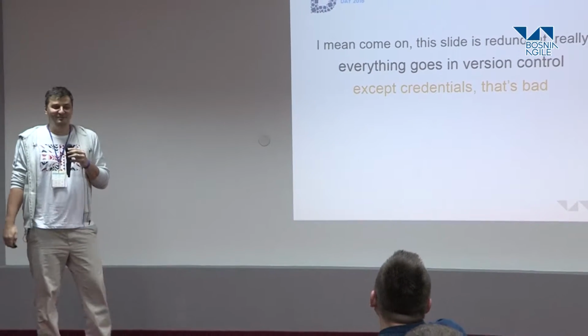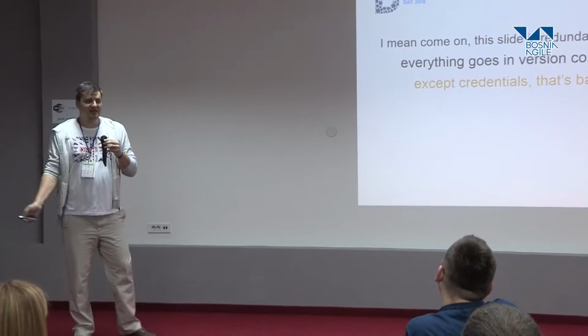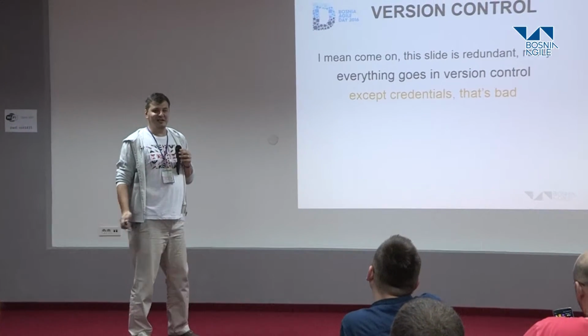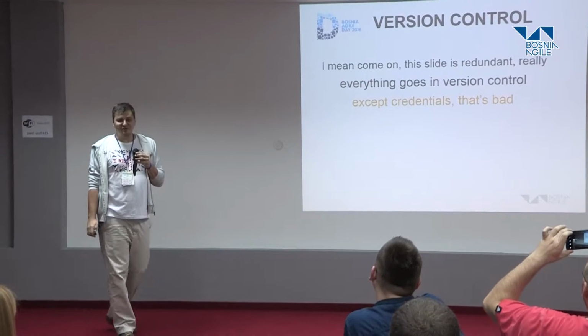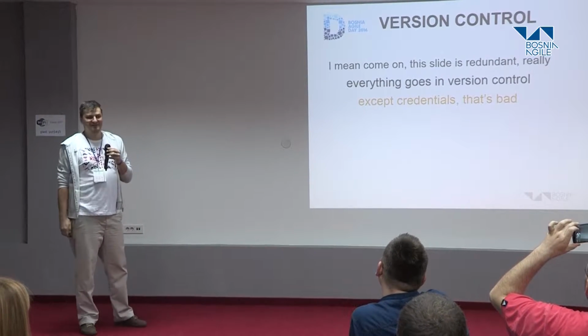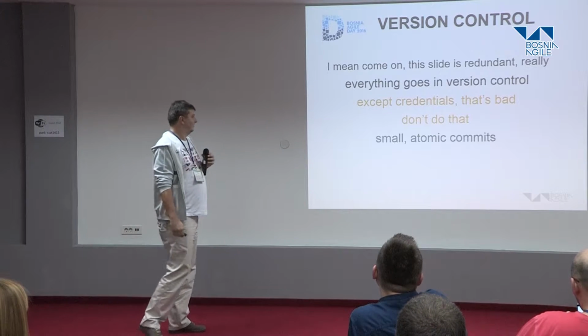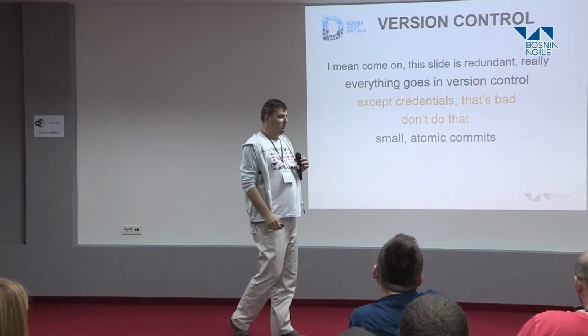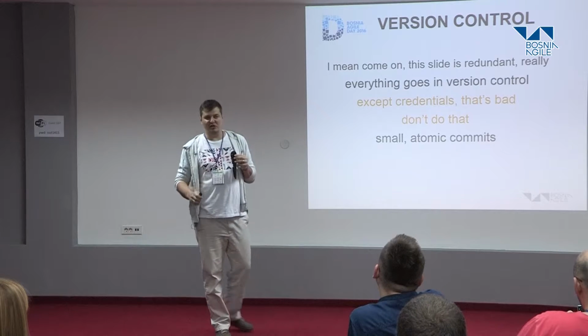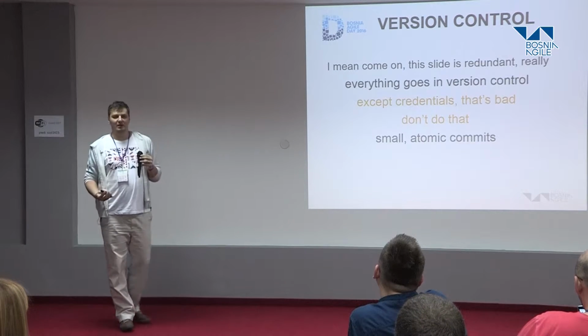That's very, very bad. There's a project out there scanning GitHub repositories and sending emails, like when you have your database password in the configuration file in GitHub. So don't do that. You need small atomic commits. The smaller, the better. This is a discipline thing.